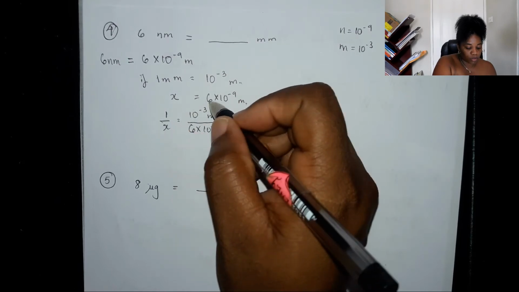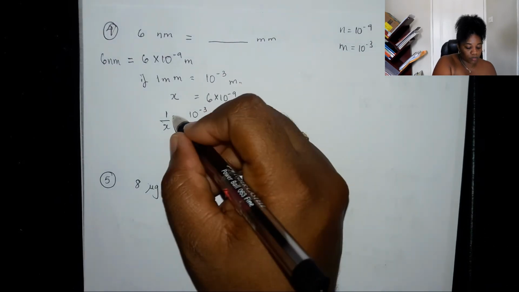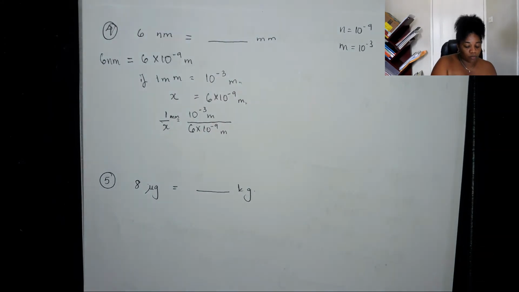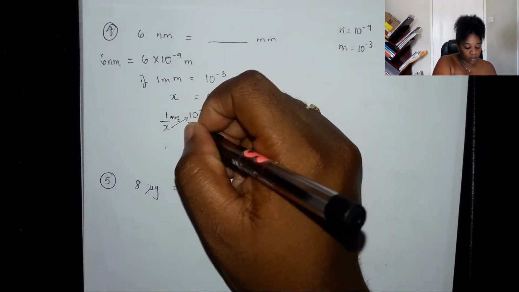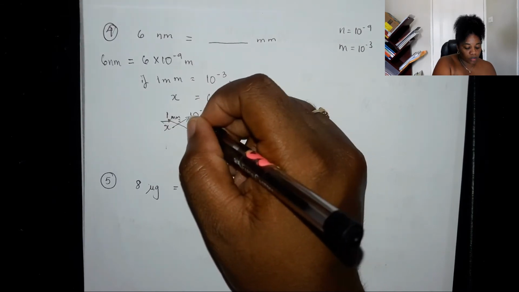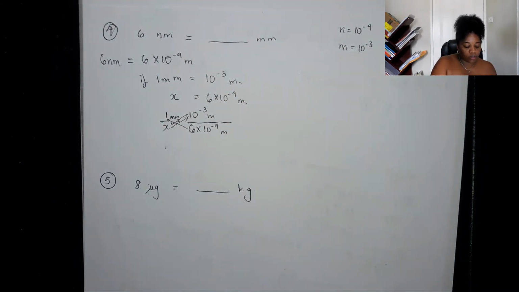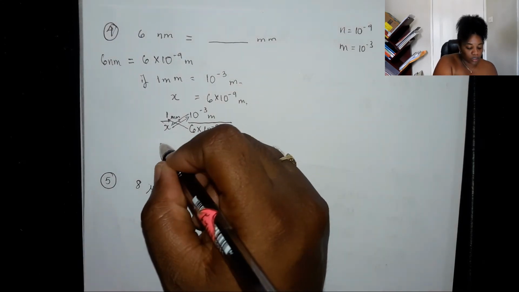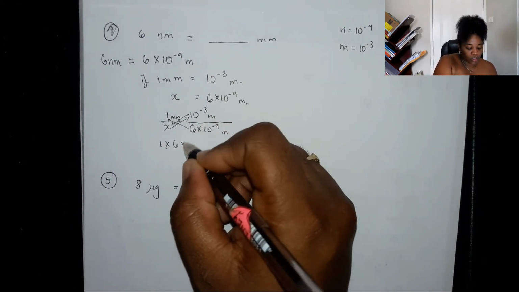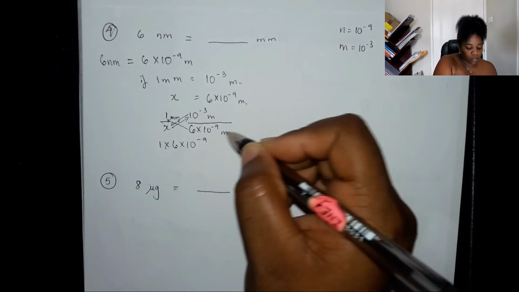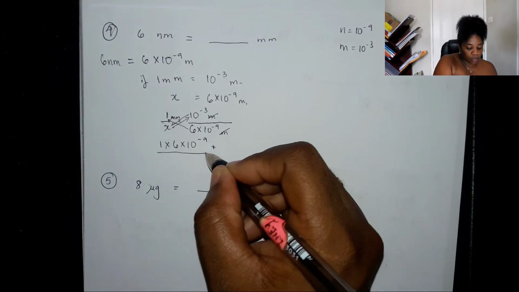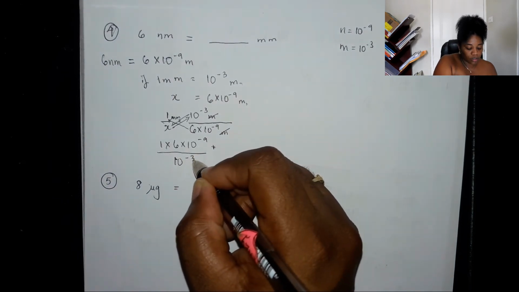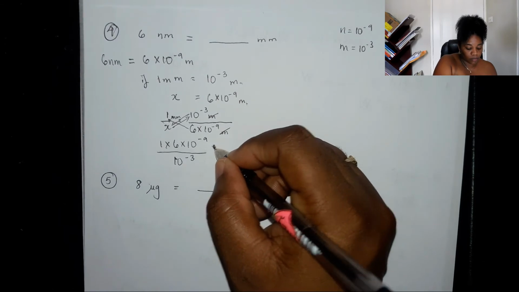And I forgot to put my units right here. So we want millimeters. So millimeters. Okay? Great. And when we cross multiply, this x is going to go up here. This is going to go up here. And that 10 to the negative 3 is going to go down there. So we're going to get 1 times 6 times 10 to the negative 9. Oh, we got rid of the meters. Divided by 10 to the negative 3. Okay?